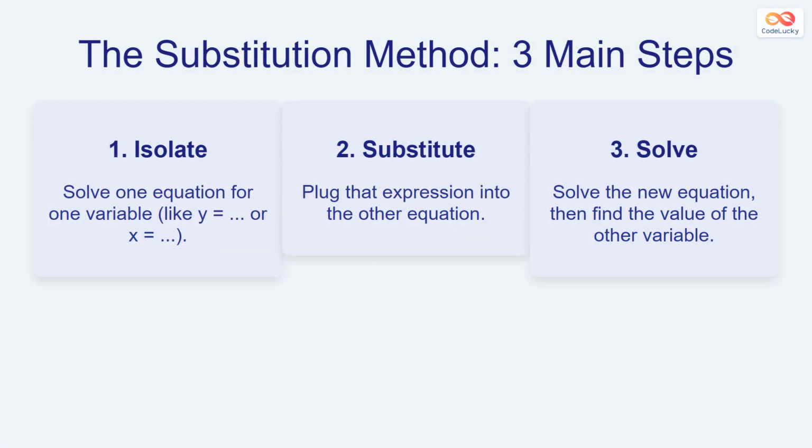The substitution method involves three core steps. First, you will isolate one variable in one of the equations. Second, you will substitute or plug in the resulting expression into the other equation. And third, you will solve the new equation to find your variables.